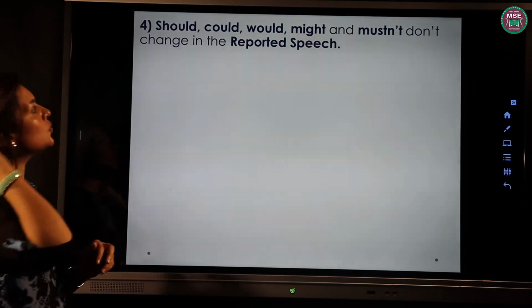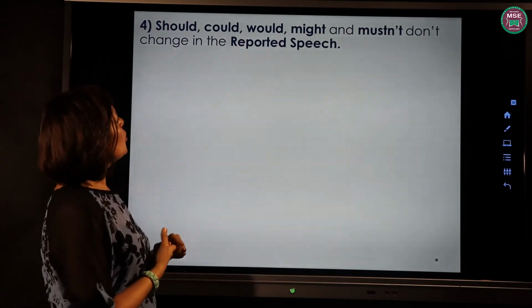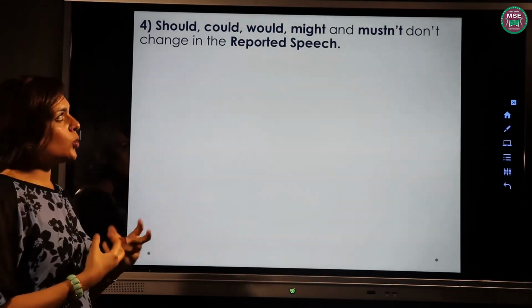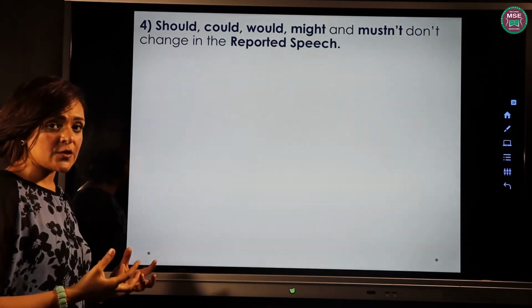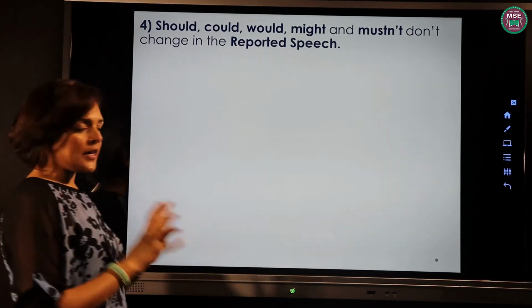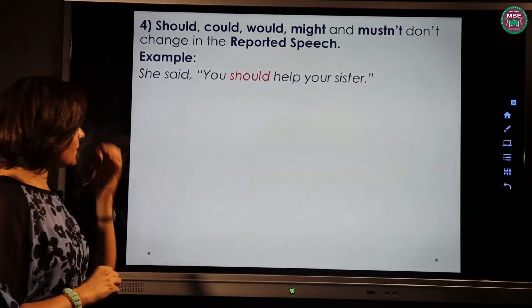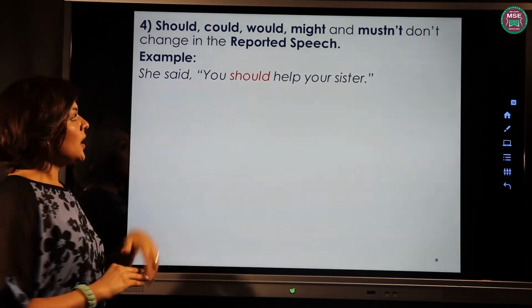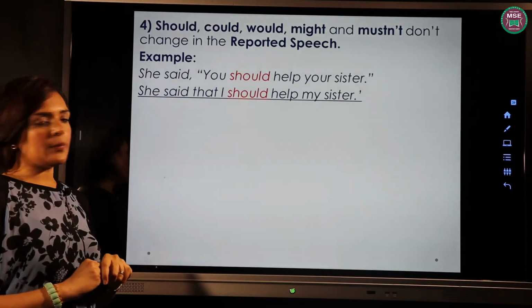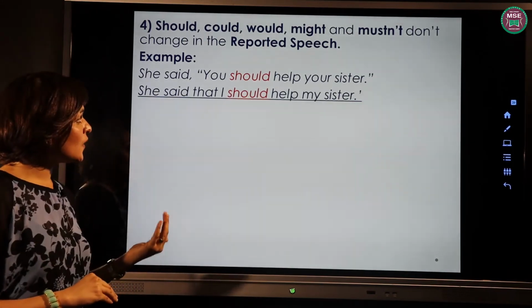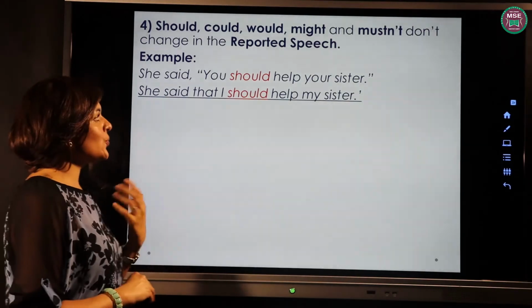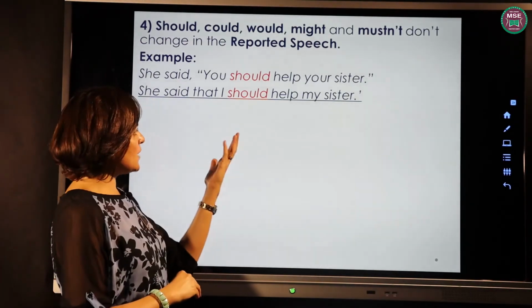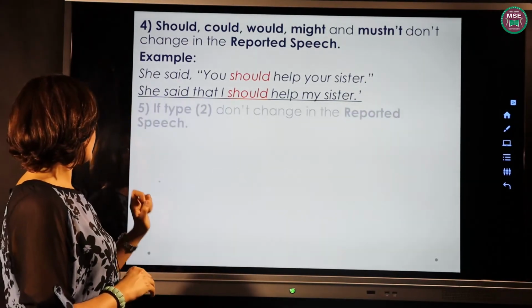Okay, with should, could, would, might, and mustn't, we don't change them in the reported speech. When we find should or could or would or might or mustn't in the direct speech, we leave them as they are in the reported speech, like this sentence. She said, you should help your sister. In the indirect form or the reported speech, we will say, she said that I should help my sister. So this is an advice for me. So I speak about myself later and I say should as it is in both cases.